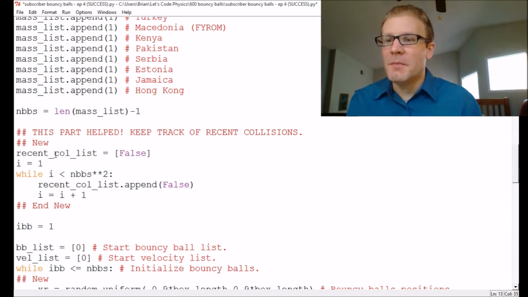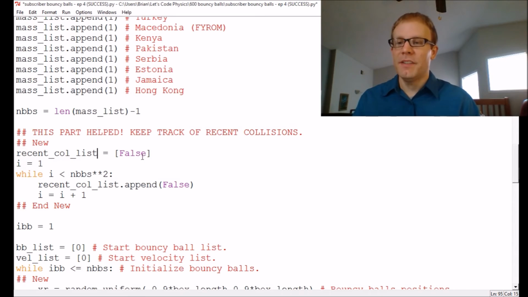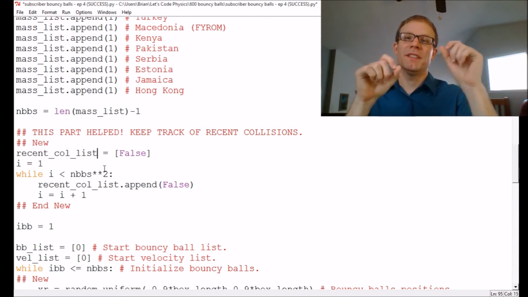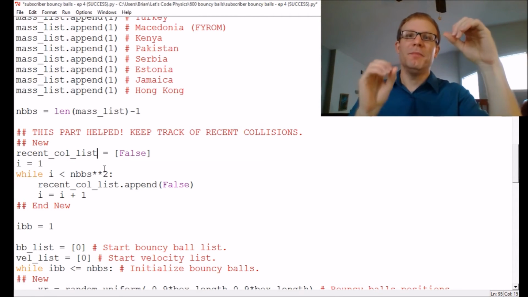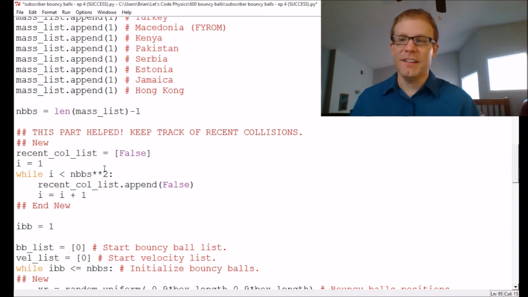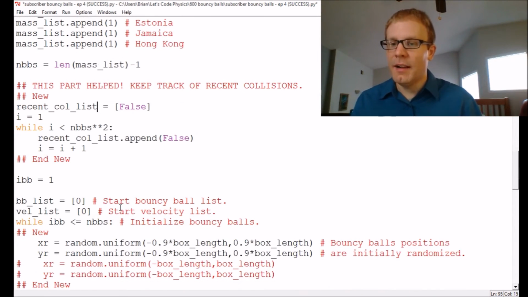What I'm doing now is I'm keeping track of recent collisions, and I'm doing that in this list called recent collision list. It starts out as all of them being false. You'll notice it's got a dimension of nBBS squared, so it represents an answer to the question of have ball IBB and ball IBB2 recently collided with each other. So that's just initializing that because at the beginning of the code they haven't had any collisions.